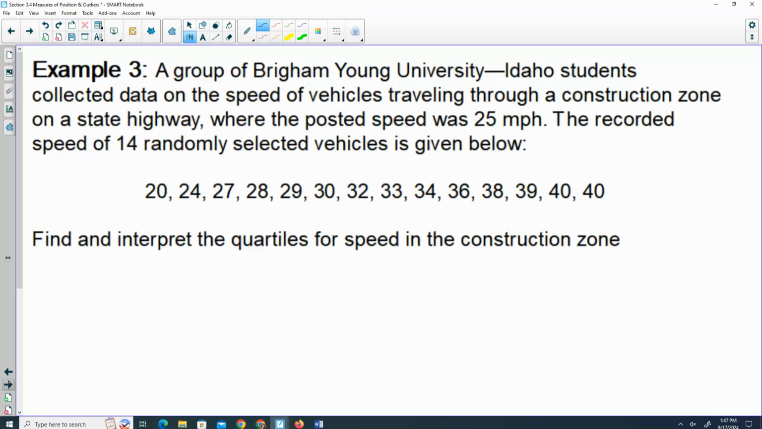So if I were writing this down, all I would probably write down would be this set, and you can even, if we look at it, this is a group of students collected data on the speed of vehicles going through a construction zone when the posted speed was 25 miles per hour. Here are 14 randomly selected vehicles. Find and interpret the quartiles. So I did go ahead and get the data to you in order. If I hadn't, you would have to put it in order, small to large.